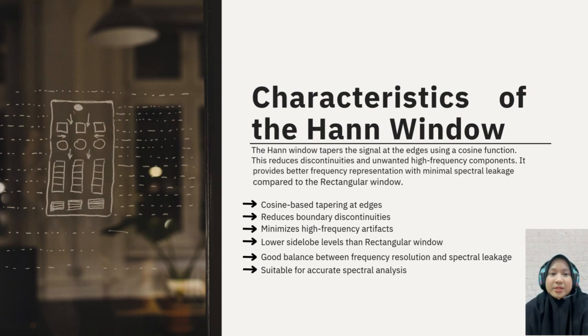Lastly, I will explain the characteristics of the Hann window. The Hann window tapers the signal at the edges using a cosine function. This reduces discontinuities and unwanted high frequency components. It provides better frequency representation with minimal spectral leakage compared to the rectangular window.